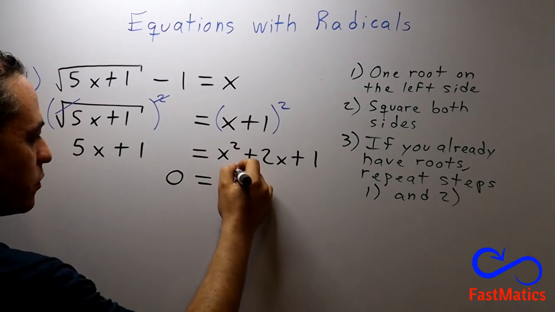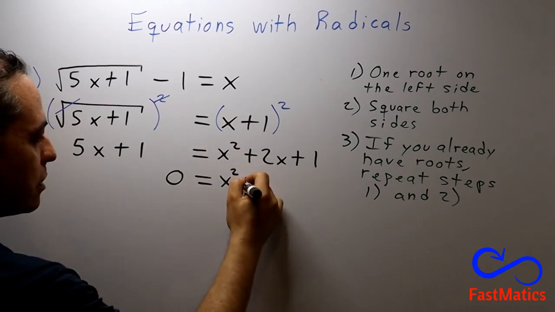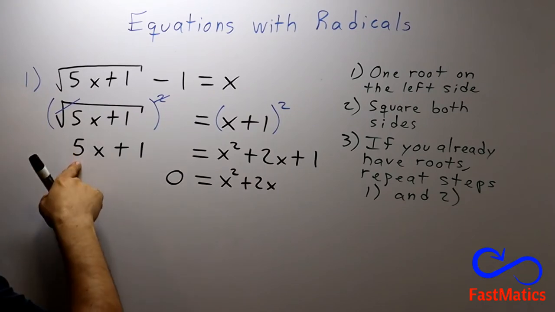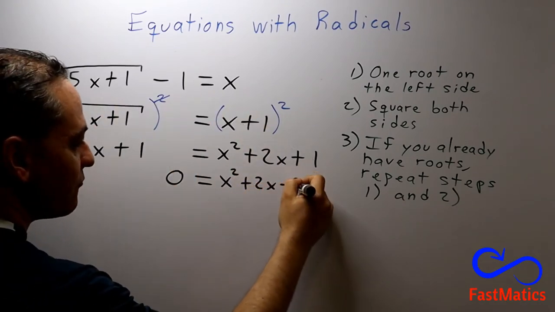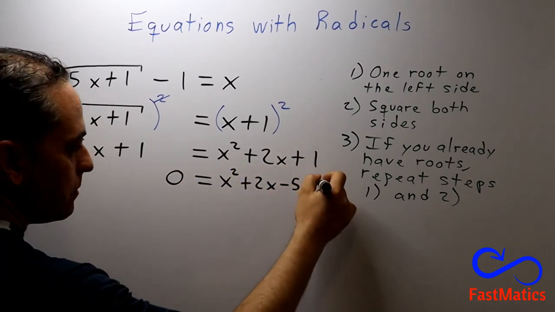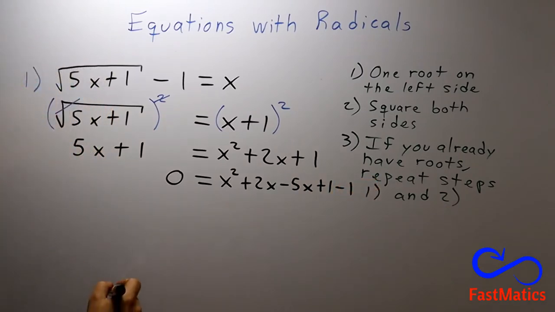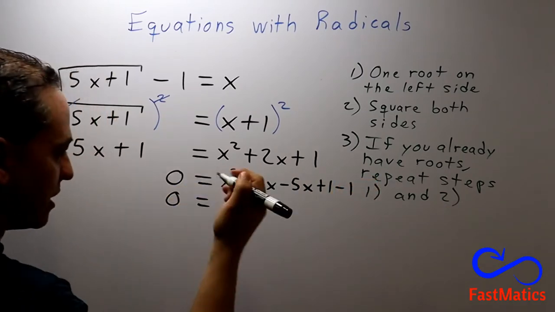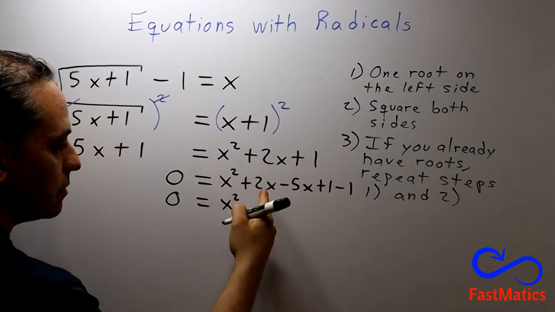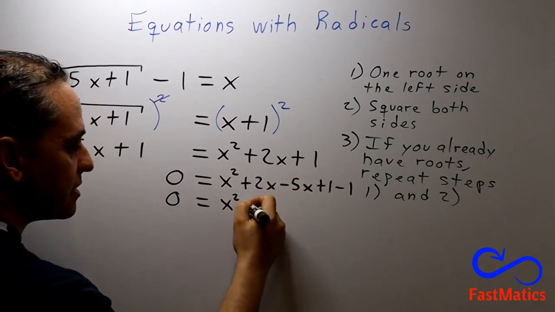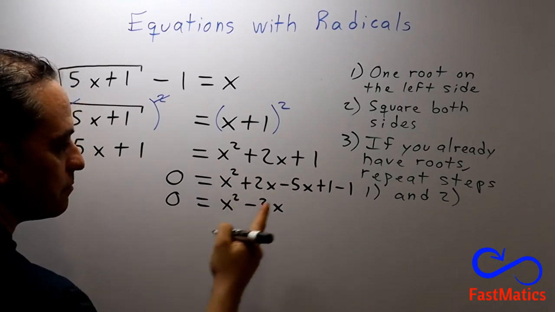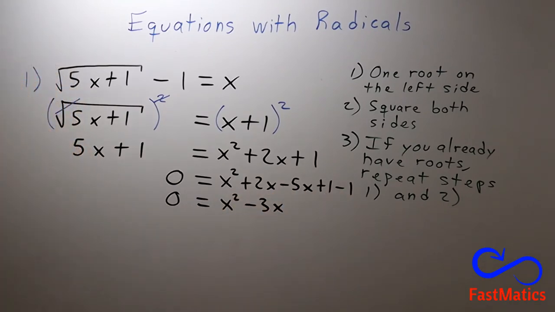Then x squared plus 2x. The 5x will pass as negative 5x. Plus 1 is here, but the plus 1 here will pass as negative 1. We simplify it and we have x squared plus 2x minus 5x, negative 3x. And plus 1 minus 1 is 0. Now, we have a quadratic equation that can be solved with 3 main methods.